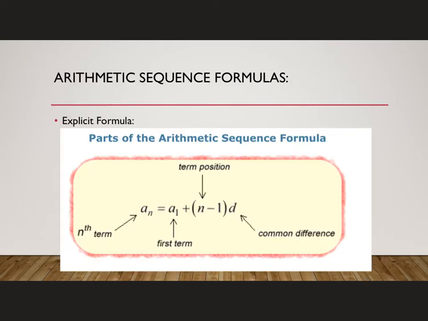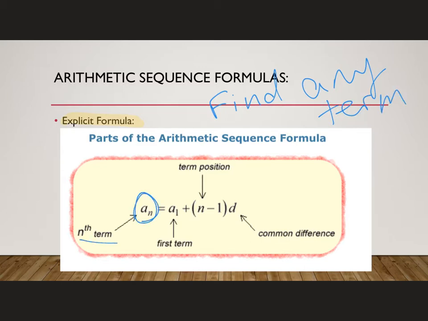So, there are formulas for arithmetic sequences. This is called the explicit formula. The explicit formula lets you find any term in the arithmetic sequence. So, a sub n is the nth term or any term. A sub 1 is the first term in the sequence. So whatever the first number is in your sequence is the number that goes there.